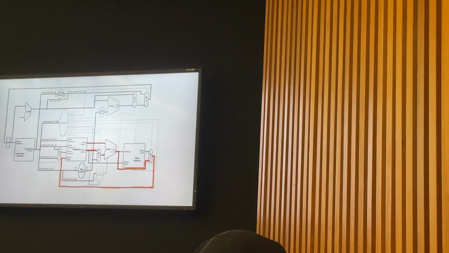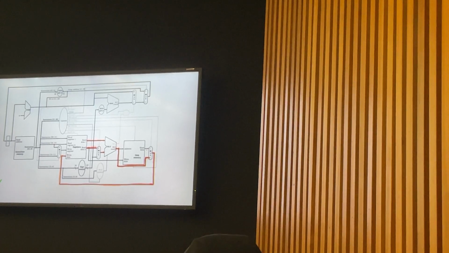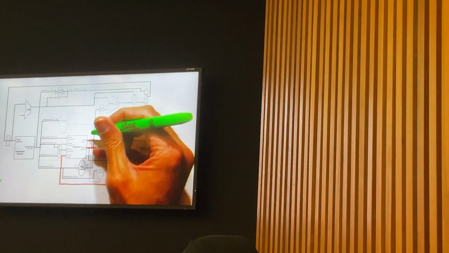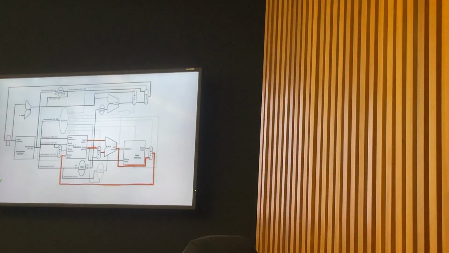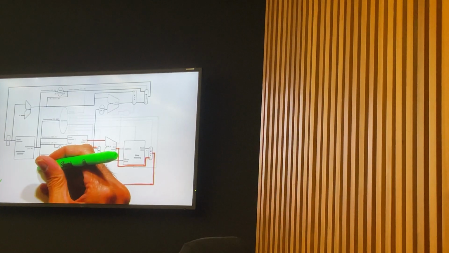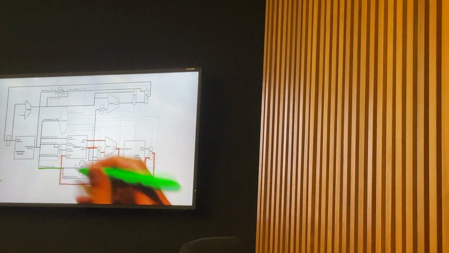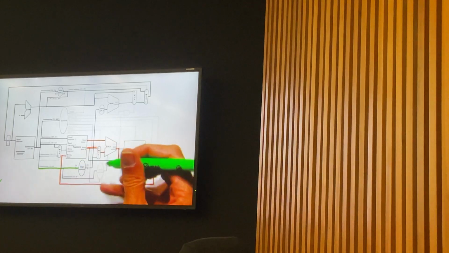Okay, let's do load word next. What are we doing for a load word? We're getting a register and adding a sign extended immediate. Where is the sign extended immediate coming from? If you remember the machine code, it's bits 0 to 15 of the instruction, so that's the immediate. You want to do a sign extend to make 32 bits.